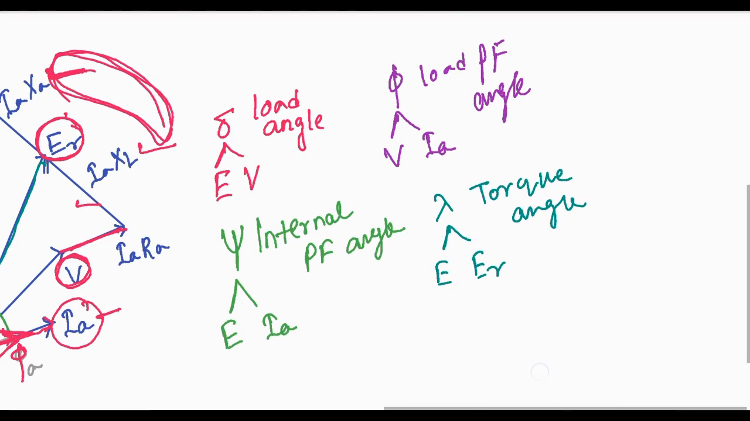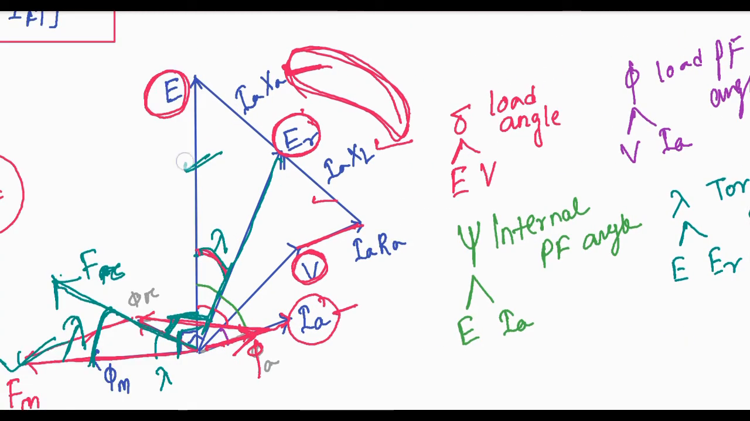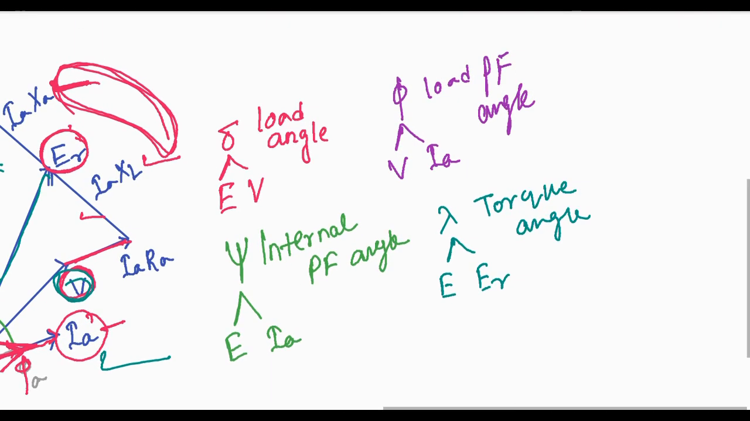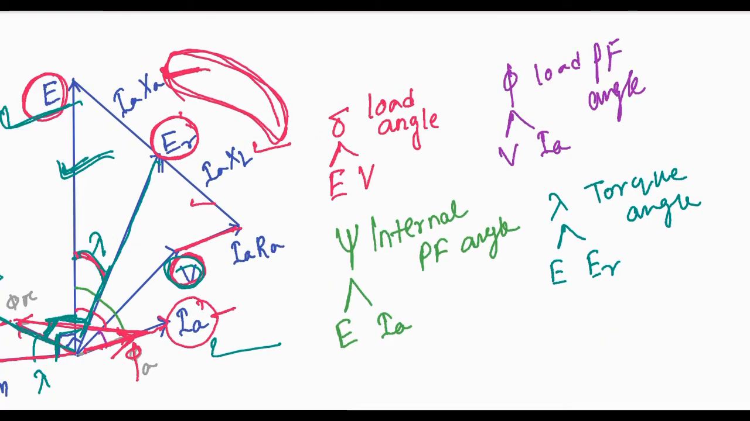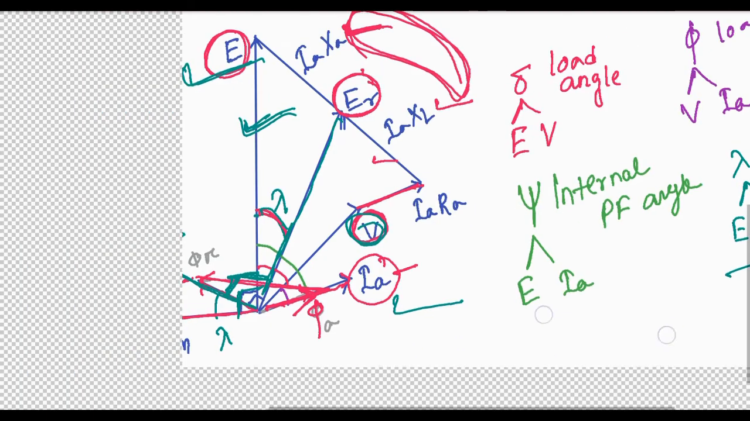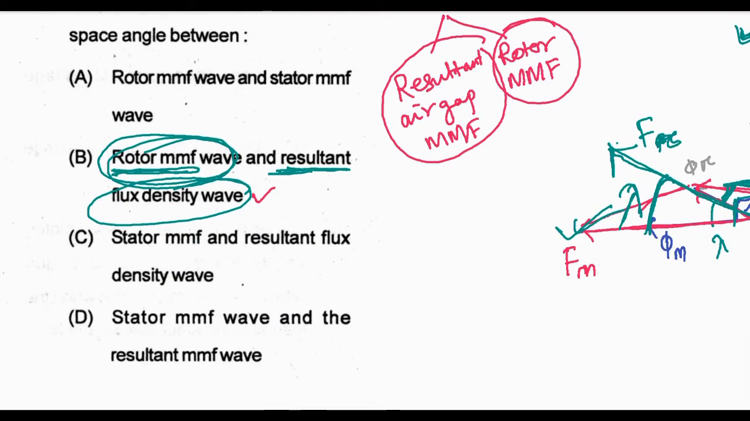I have given here another angle, the load angle. What is the load angle? The load angle is between E and V. Here E and here V. This is the load angle. Another angle is the internal power factor angle. What is the internal power factor angle? This is the angle between excitation EMF and load current, E and IA. Next one is the load power factor angle, and this is very simple. Load power factor angle is the angle between terminal voltage and the load current, and the final one is the torque angle, which I have already defined. So here the answer is option B.